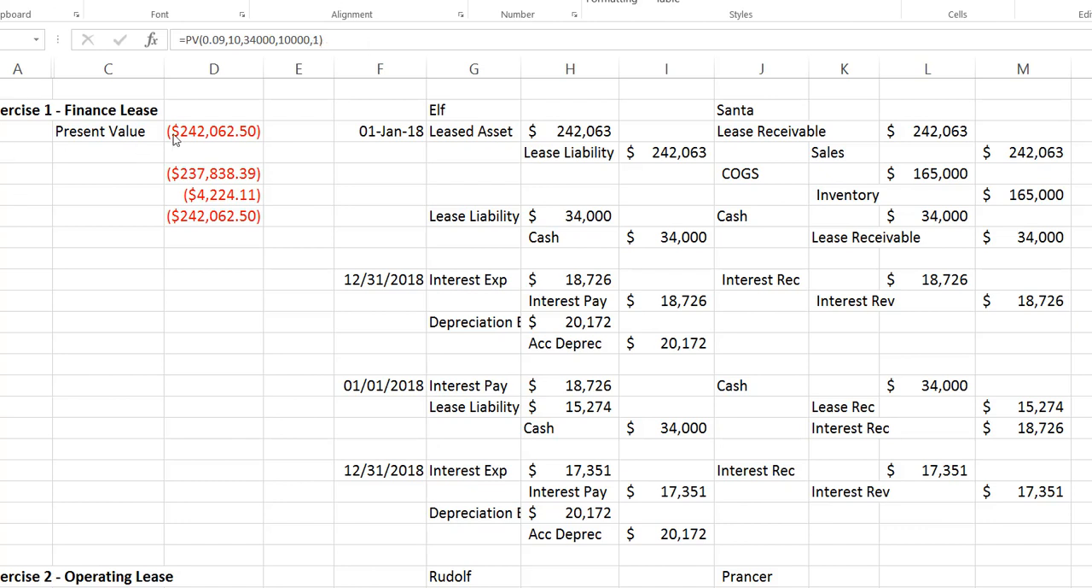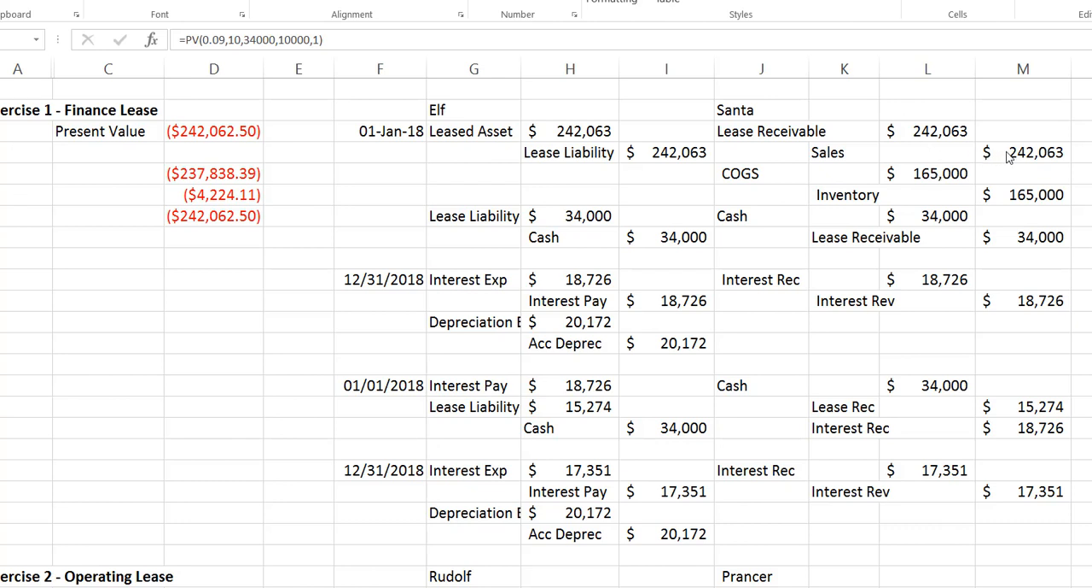So once we get that present value of $242,063, Alpha, the lessee, I should say, is going to record that for 242 and 242, the lease liability and leased asset. Santa, the lessor, is going to record it as sales. They're going to credit inventory and debit cost of goods sold because they are a dealer in this.